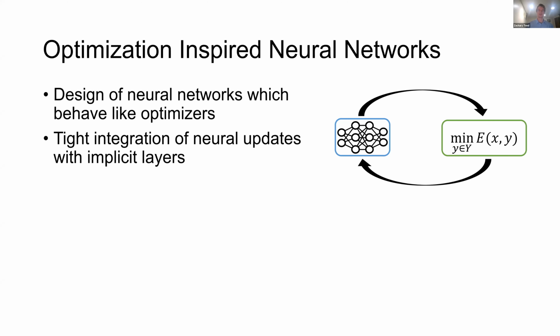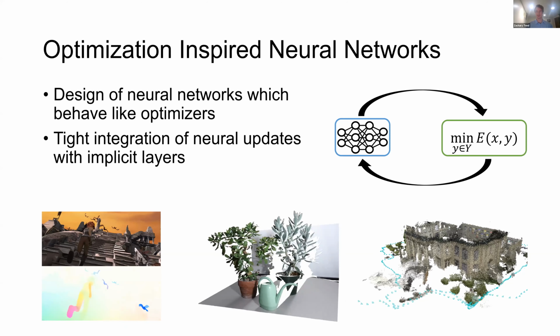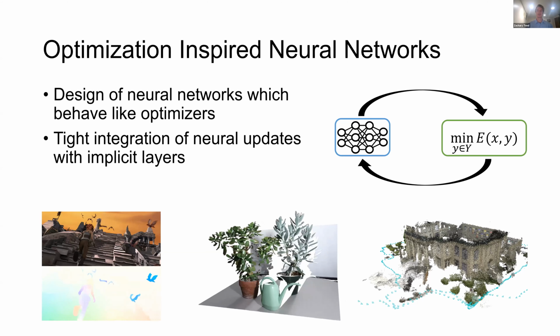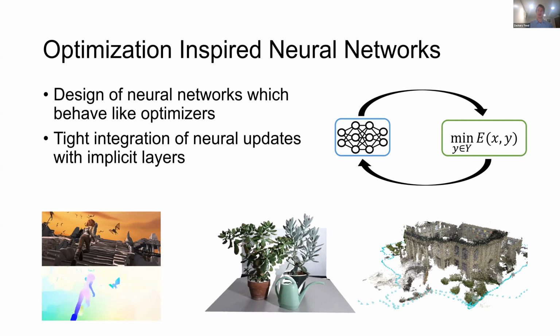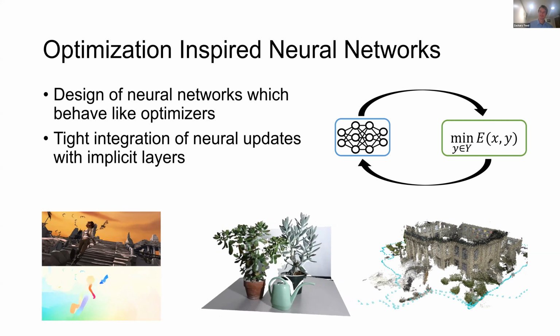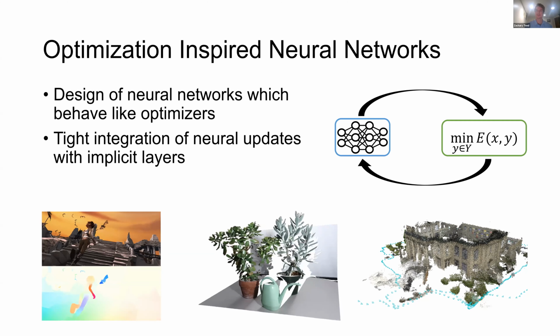One of the main ideas I looked at is this tight integration of neural updates with implicit layers, where a neural network can shape the optimization landscape of these implicit layers and then receive feedback from the output of this optimization layer. We've applied this idea to a lot of important vision tasks, including optical flow, stereo, and visual SLAM. And this has provided us with a general framework for constructing neural networks for a large variety of important vision problems. I'd be happy to answer any questions.